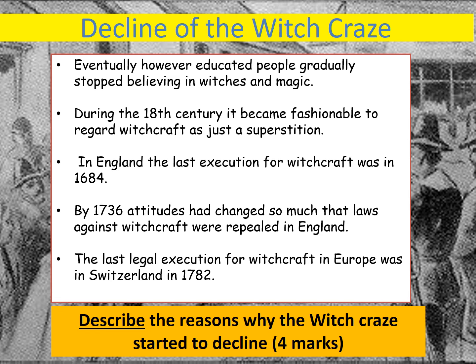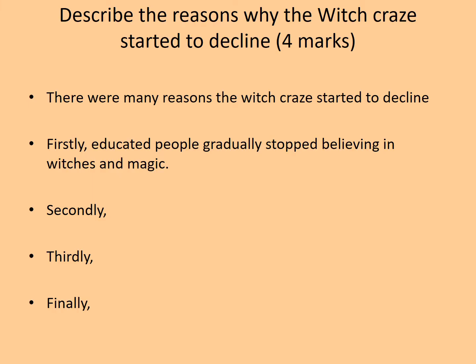Now, you have a question at the bottom here, which I'm going to go over on the next slide. Describe the reasons why the witch craze started to decline. So this is worth 4 marks. So your starter sentence, there are many reasons the witch craze started to decline. Now you have the first point done for you here. So it says, firstly, educated people gradually stopped believing in witches and magic.